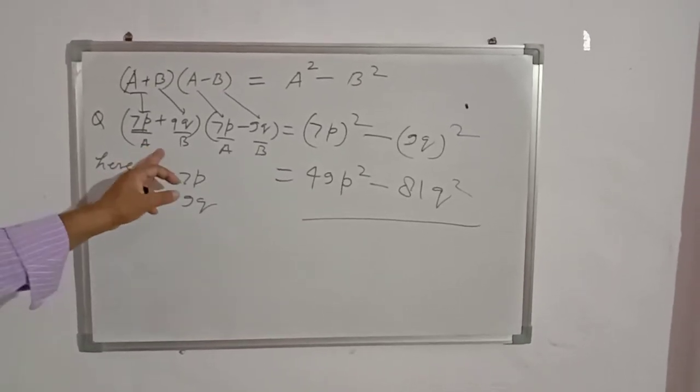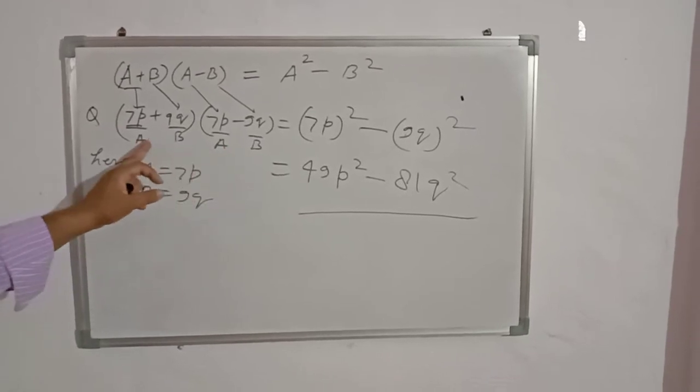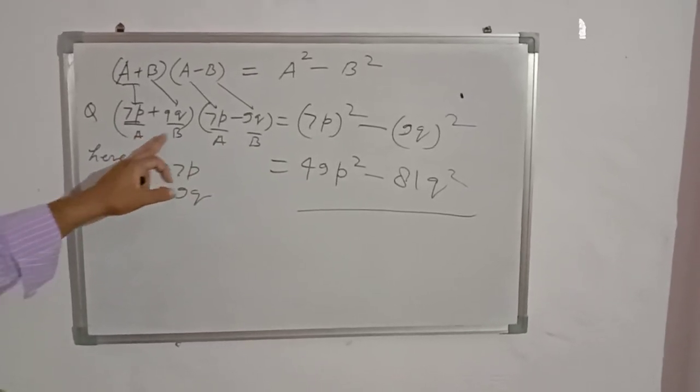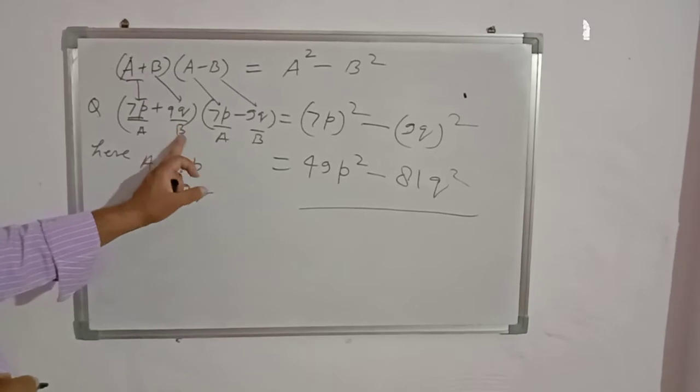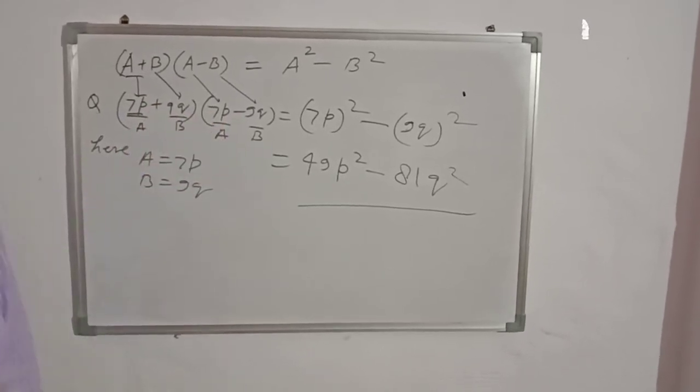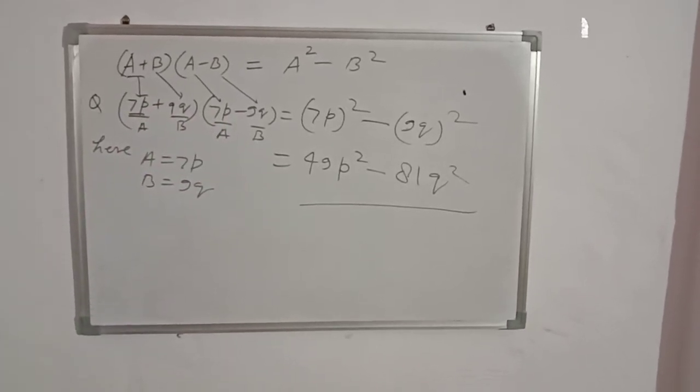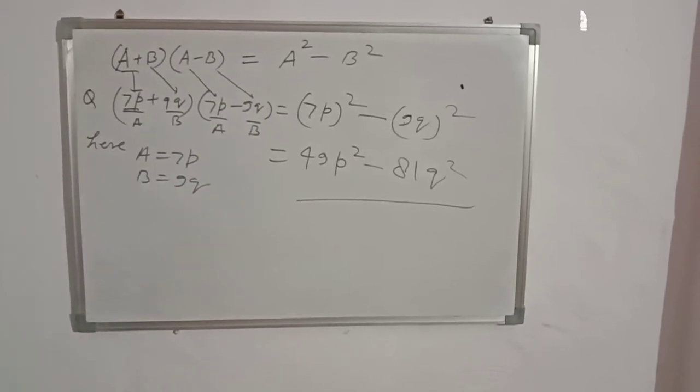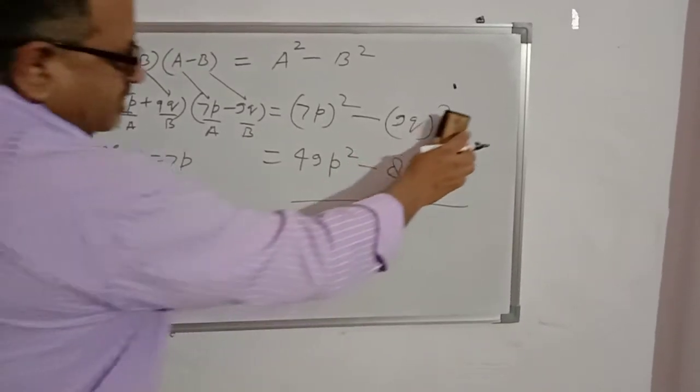So here we see that the sign of the first term is the same in both the brackets, but the sign of the second term, that is b, is opposite in both the brackets. We will see one more question based on this identity.